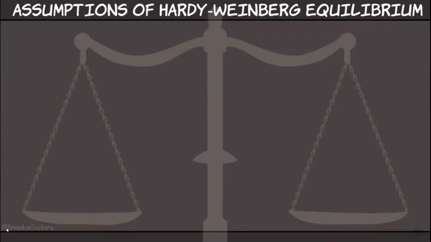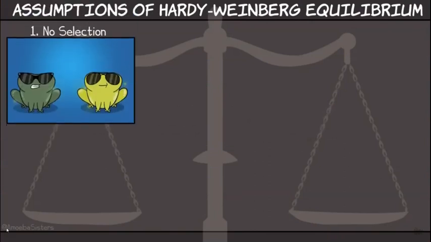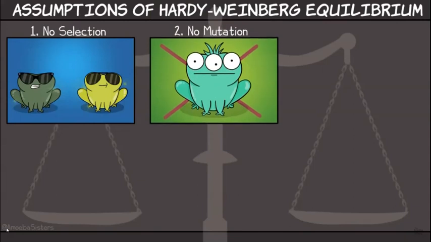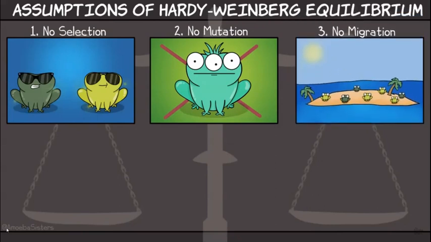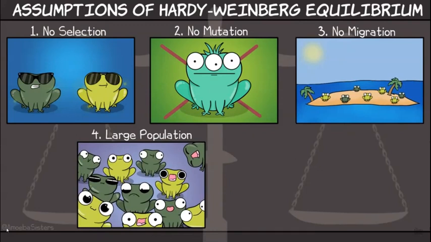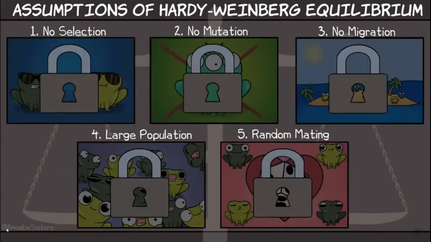Now, to be in Hardy-Weinberg equilibrium, we have to have 5 assumptions. Number 1, no selection. No natural selection is acting upon these frogs. That means neither dark green nor light green will have any impact on reproductive fitness. Number 2, no mutation. Baby frogs inherit genes from their parents and there are never mutations. Number 3, no migration. Frogs can't come in, frogs can't go out. Number 4, large population. There are a lot of frogs. Number 5, random mating. The frogs mate without any specific choice. All of these 5 assumptions must be kept in order for Hardy-Weinberg equilibrium to happen.